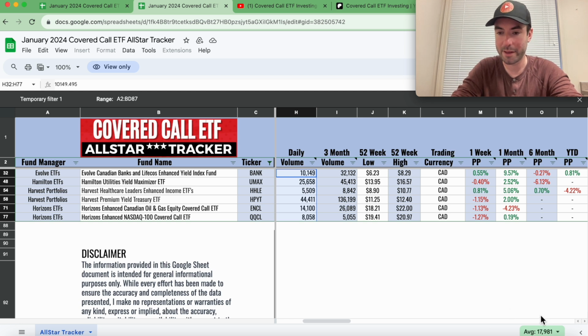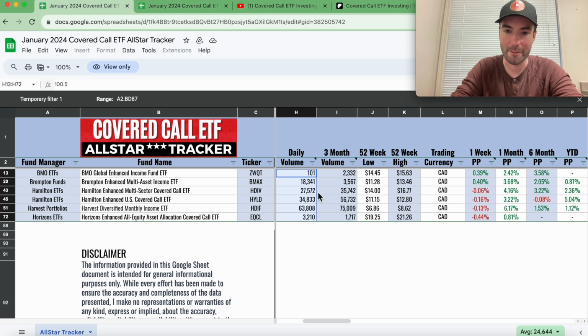I'm still okay with, say, that sort of trading volume, even on an individual level, 10,000, 25,000, and then even HPYT, like great trading volume, very liquid. But all these I'm pretty okay with. It's just once you start dipping down into the hundreds, that could potentially be a problem.